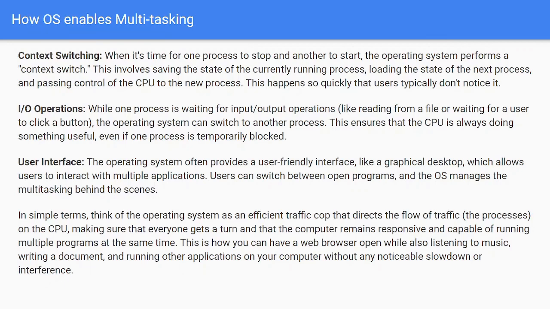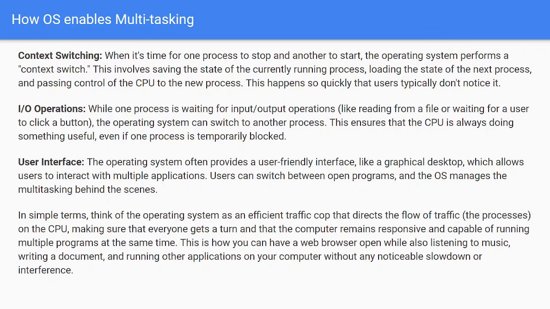So what does it do? It stops the process on the Word document. It saves that process and then hands over the control of the CPU to the web browser. That's what it does. So it's called context switching. So it switches from one process to another. When there's a change in process, it switches from one process to another.